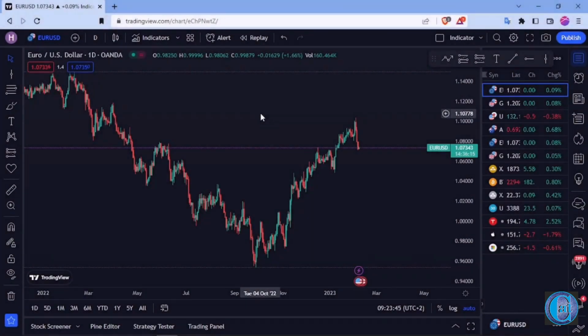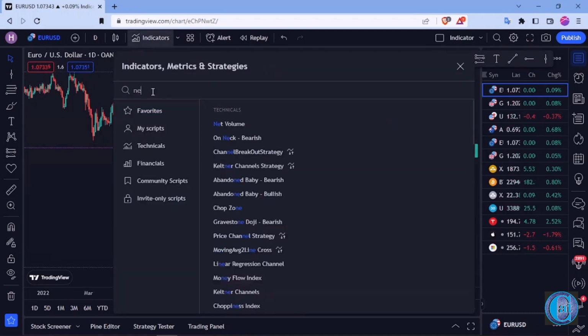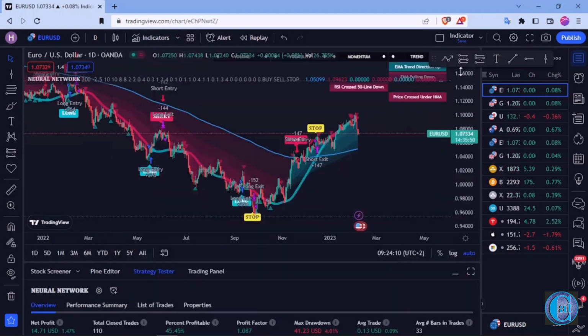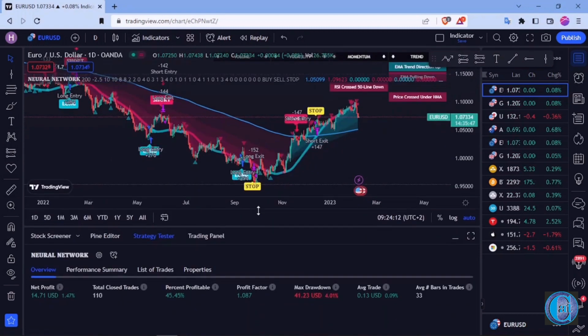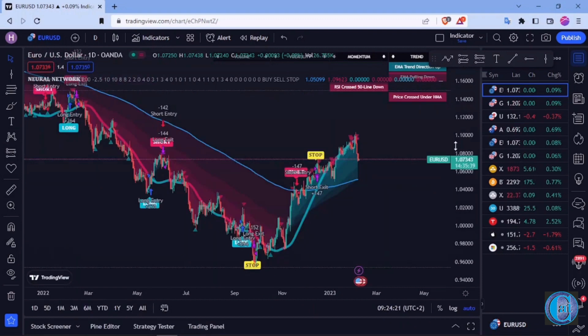On TradingView, we are going to search for the following indicator, which is the neural network indicator by Unknown Unicorn. What I recommend is that you add the indicator to your favorites to make it easier in the future to find. A neural network is a type of machine learning algorithm that is inspired by the structure and function of the brain. In the context of forex trading, a neural network might be used to analyze market data and make predictions about the direction of currency prices.